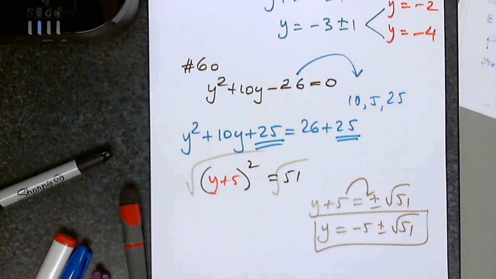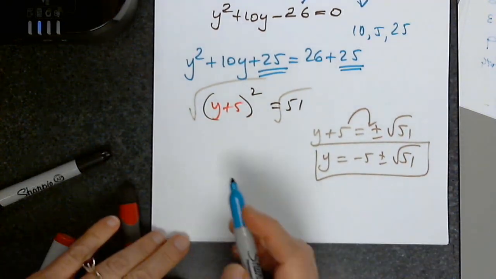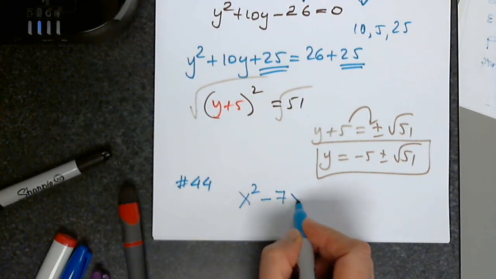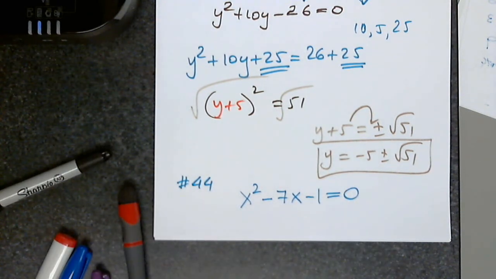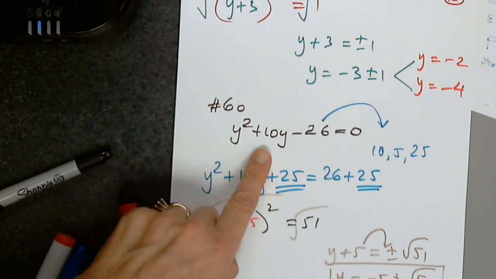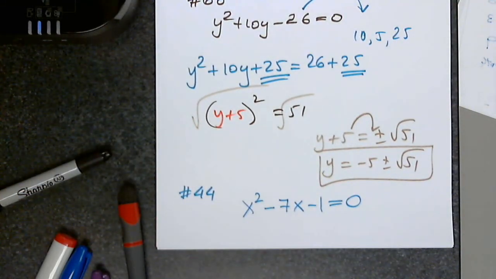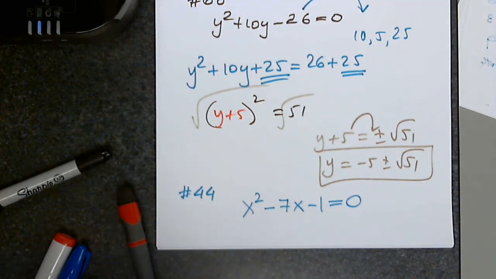Now let's look at the next level. The next level will be number 44. 44 is more difficult, slightly more difficult, and you'll tell me why in a second. So x squared minus 7x minus 1 equals 0. Why do you think I claim that this is slightly more difficult versus this one and versus the previous one? Why? Because the middle coefficient is not divisible by 2. Exactly. That's the problem. So what is the middle coefficient then?